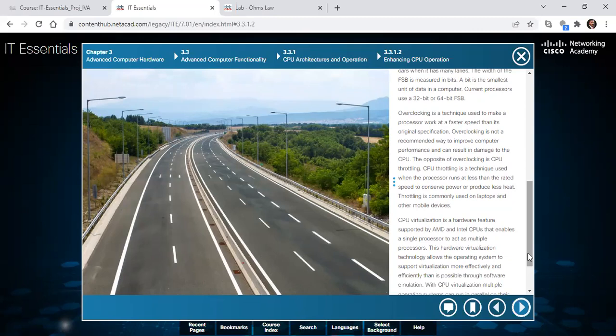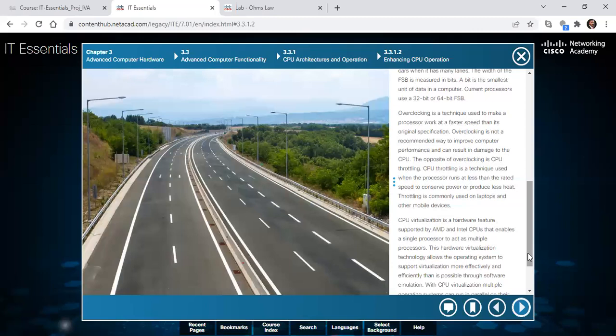The opposite of overclocking is CPU throttling. CPU throttling is a technique used when the processor runs at less than the rated speed to conserve power or produce less heat. So you don't need to use the throttling technique or the overclocking technique. Just leave the system the way it is. Throttling is commonly used on laptops and other mobile devices, slowing down the speed of the system so it doesn't overheat.